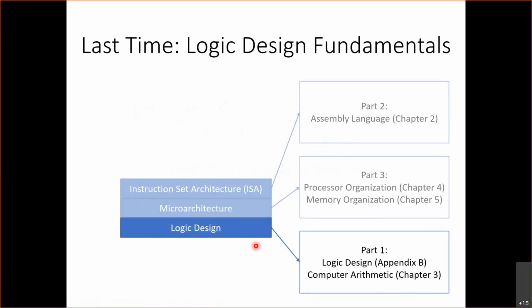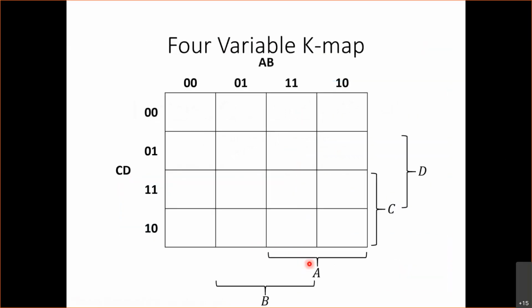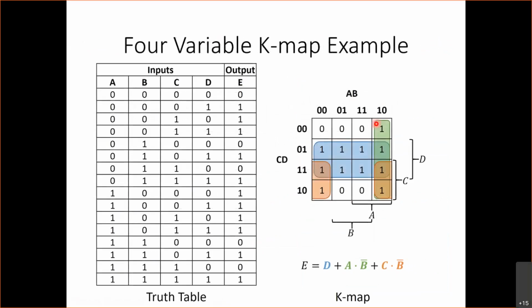Last time we continued our discussion of the fundamentals of logic design, which was still part 1 of the course. And we looked at 4-variable Karnaugh maps, which was a continuation of the 2- and 3-variable Karnaugh maps that we saw in the previous lecture. And we saw an example of how to use a 4-variable Karnaugh map in order for us to simplify a 4-input logic equation.